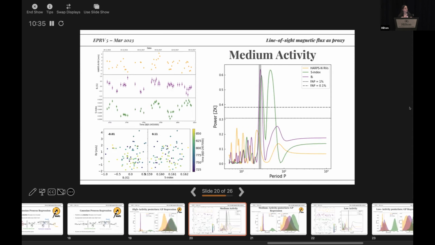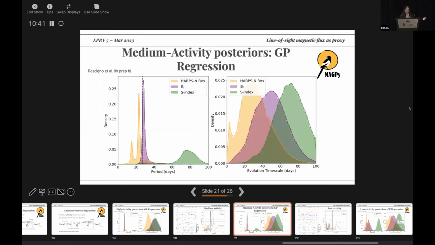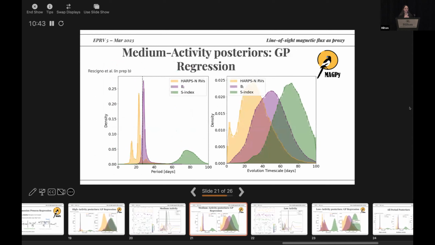The S-index still picks up the period, but it's not only sensitive to the period. But now let's see how the posteriors look. Once again, the magnetic flux is well described by a single GP with a quasi-periodic kernel, and it does pick nice and tight around the rotational period of the Sun.